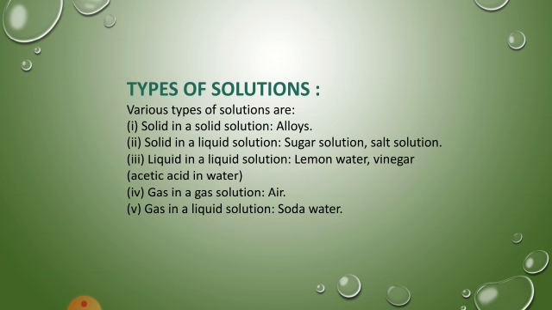Types of solution. Solid in a solid solution, for example, an alloy. Next one is solid in a liquid solution: sugar solution and salt solution. The next one, liquid in a liquid solution. Examples are lemon water and vinegar. Gas in a gas solution, for example, air. Gas in a liquid solution, for example, soda water.